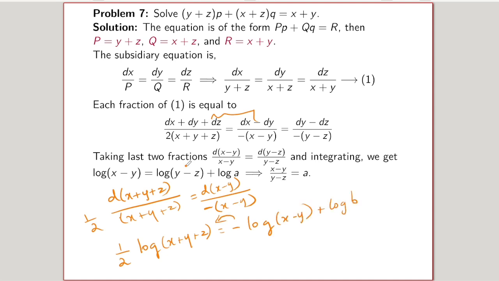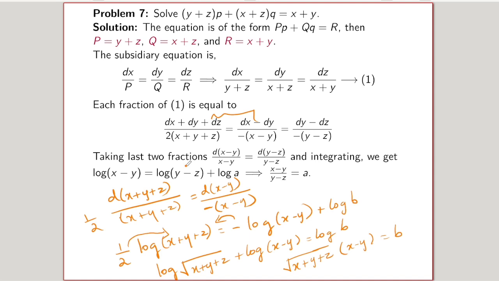I'm going to bring this term here, and since 1 by 2 is before log, I can bring this term to power of this one using logarithmic property. So this can be written as log of square root of x plus y plus z plus log of x minus y. This is equal to log b. Now using log properties, we can write square root of x plus y plus z into x minus y equal to b. So this will be our next solution b.